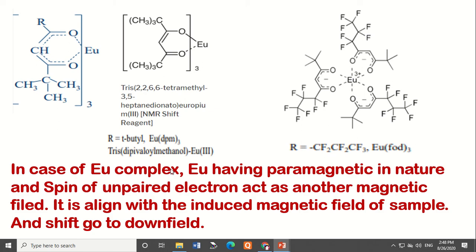Friends, in the europium complex, the oxidation number of europium is plus 3. Therefore, it is paramagnetic in nature. The spin of the unpaired electron acts as another magnetic field and it is aligned with the induced magnetic field. Therefore, this linkage takes place and the chemical shift increases, that is, the chemical shift moves to the downfield.